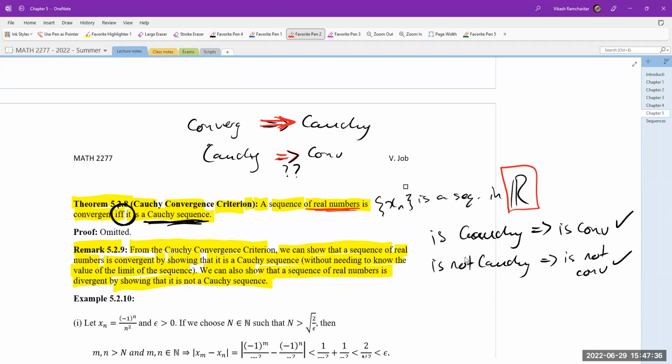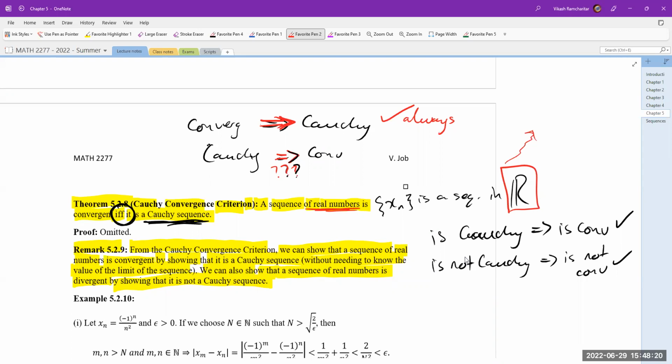The question now is, if we're not in the real numbers, so if we're in some other set, then does this still hold? Well, we know that convergence implies Cauchy always. Okay, this is always true. If we're not in the real numbers, does Cauchy imply convergence? If we're in the real numbers, the answer is yes. If we're not in the real numbers, the answer is not necessarily. Okay, there are many, many spaces where Cauchy sequences do not converge.